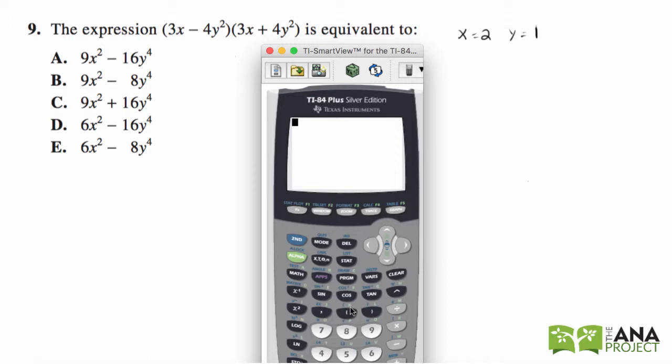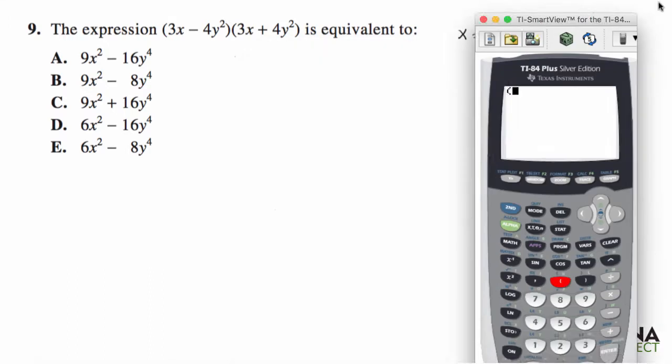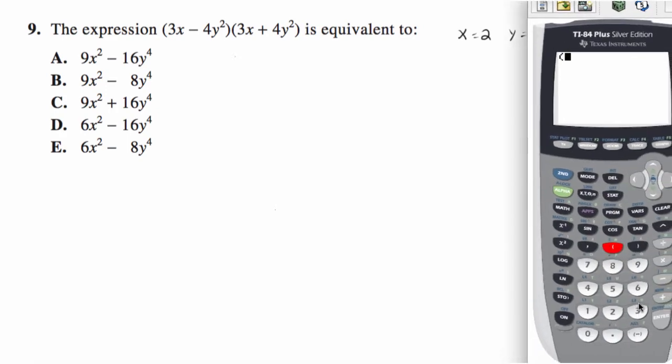So 3x, so that would just be 3 times 2. Let's move this up here. So 3 times 2, I know that's 6, but I'm just going to plug it in as is, minus 4 times 1 squared. We know it's 4. Then left parentheses, 3 times 2, 6, plus 4 y squared, y is 1, so it's just going to be 4. So it's 20.